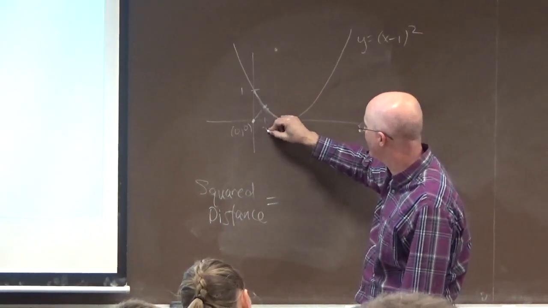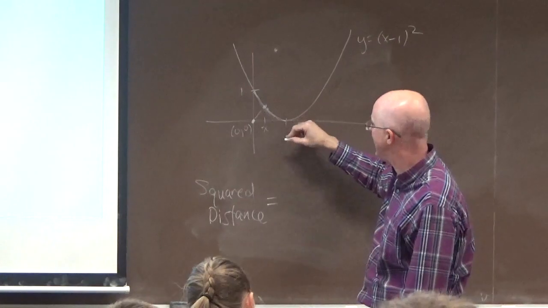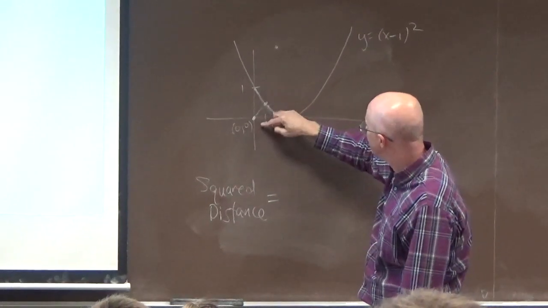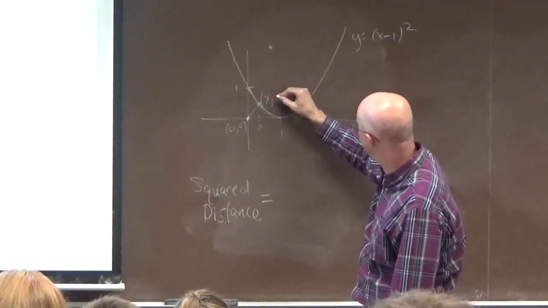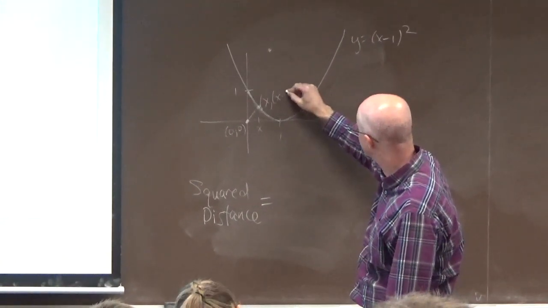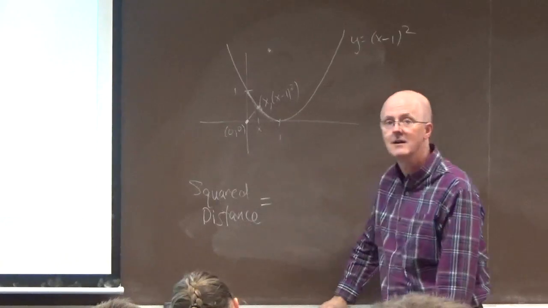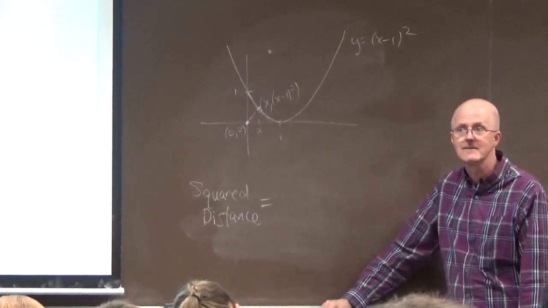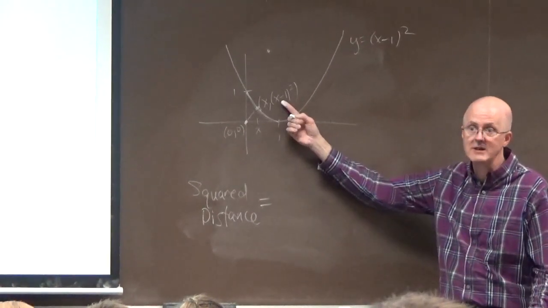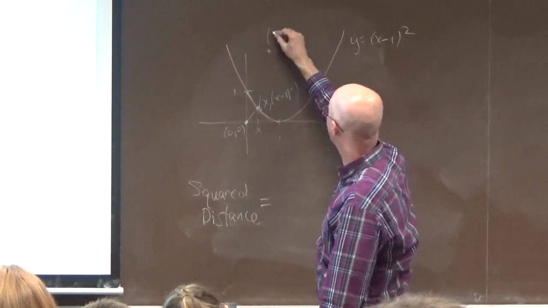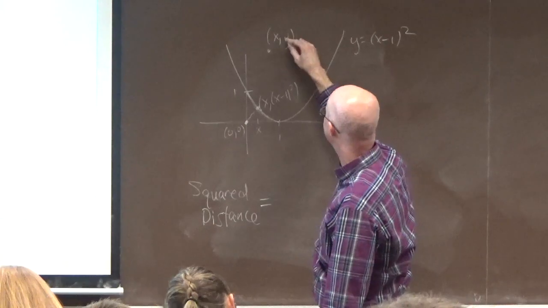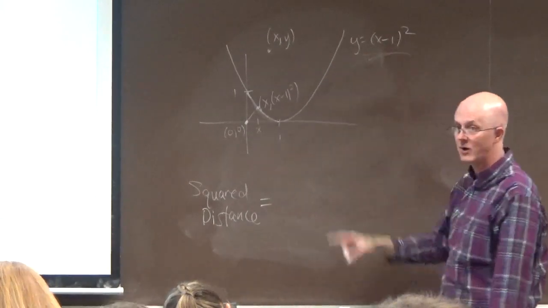Well, you don't know where the minimum point is. Let's just label its x-coordinate x. If that point is at x, what are the coordinates of this point? x comma f of x. But f of x is x minus 1 squared. You could initially call it y if you wanted to. Call it x, y, but essentially your constraint is that y must equal x minus 1 squared. We've got to be on this curve.